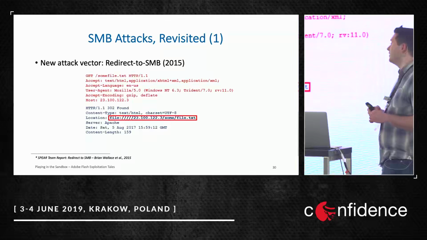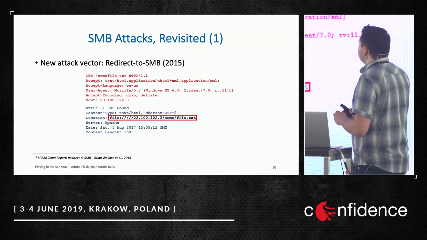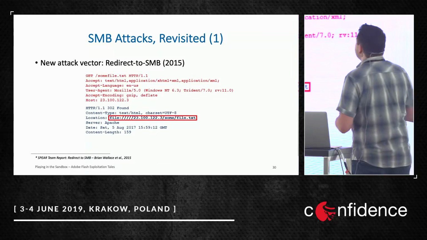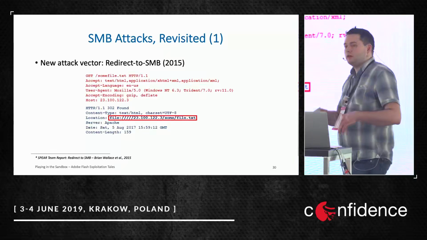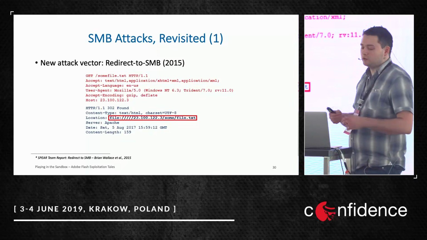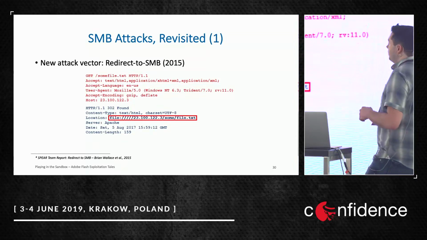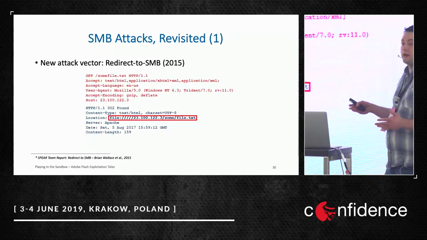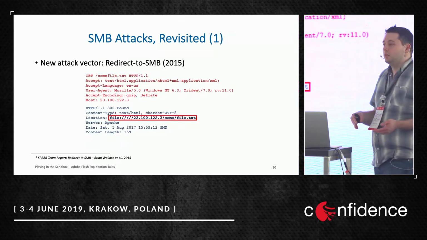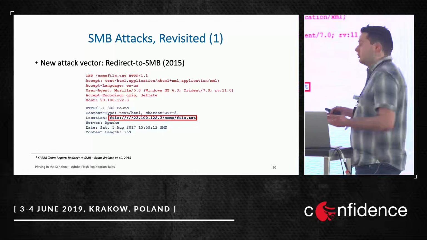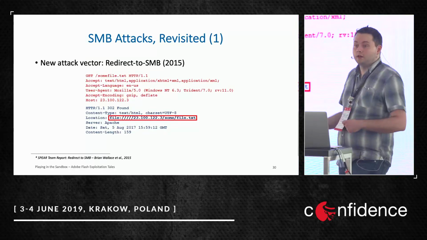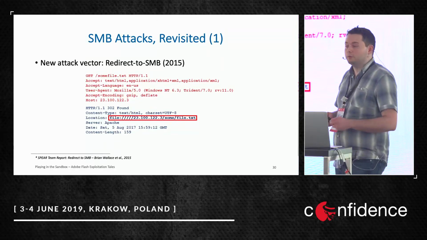So let's go back to SMB. Back in 2015, there was a new publication on a new attack, and it basically works like this. You have an HTTP client, and it requests some file from a remote attacker-controlled server. The server will respond with a 302 redirect header. But in the location header, it will not put another HTTP resource, but a reference to the same kind of file style UNC path that I previously showed in the previous slide.